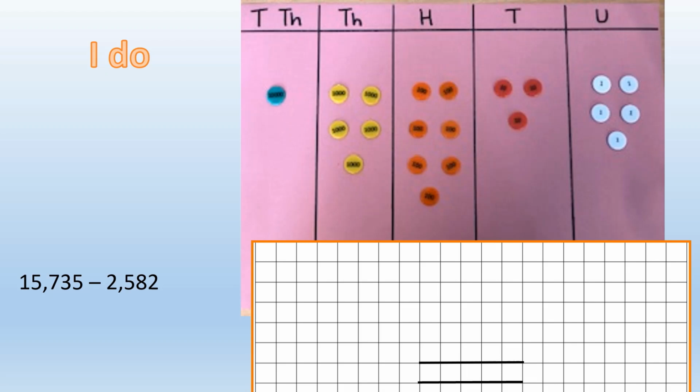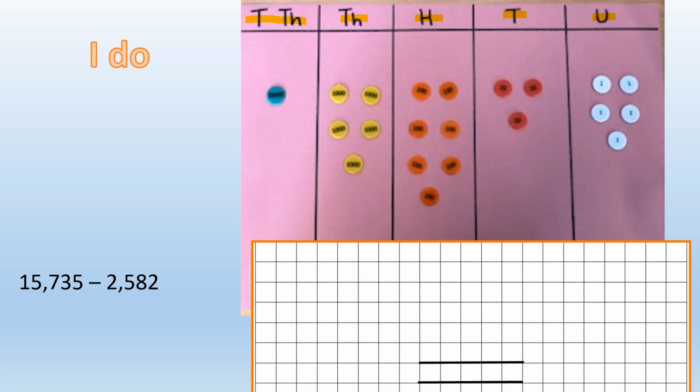method. As you can see, I have represented my first number, 15,735, using my place value counters. And I'm going to use these to demonstrate to you how to go about subtracting the two numbers using the column method. As you can see here, I have my tens of thousands, so I have 1 tens of thousands. Here I have my thousands. As you can see, I have 5,000. Here are my hundreds. As you can see, I have 700. Here are my tens. I have 3 tens, which is 30, and here I have my units.